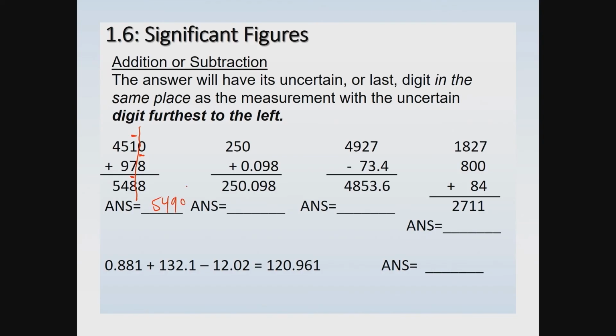Okay, with the next problem, the uncertain digit in 250 is here. The uncertain digit in 0.098 is here. And so what we want to do is round the answer. So this uncertain number is the furthest to the left of those two measurements. And so it's going to be in the tens place. So we want to round this to 250. Okay. Next problem. We have 4 significant figures in 4927.